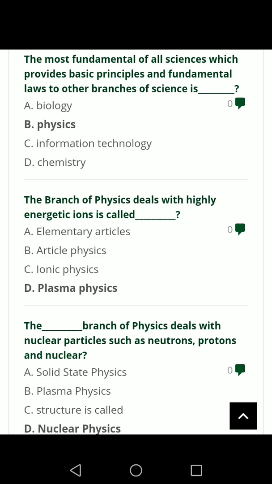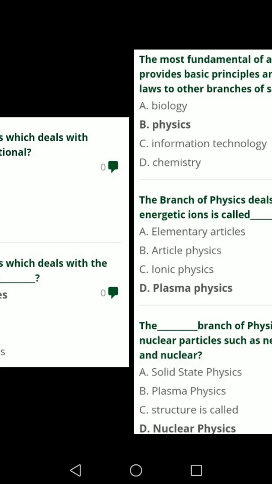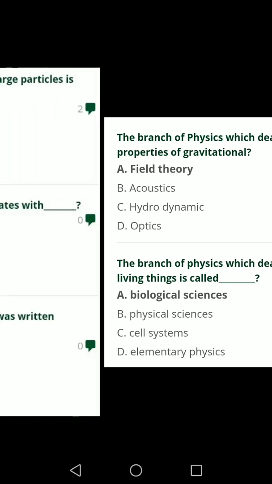The branch of physics which deals with nuclear properties such as neutrons, protons and nuclei is called nuclear physics. The branch of physics which deals with properties of gravitational forces is called field theory. The branch of physics which deals with living things is called biological sciences or biophysics.